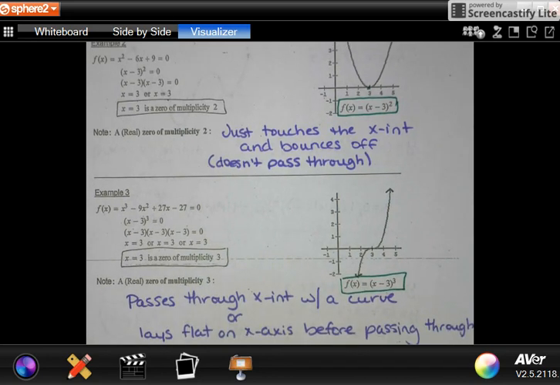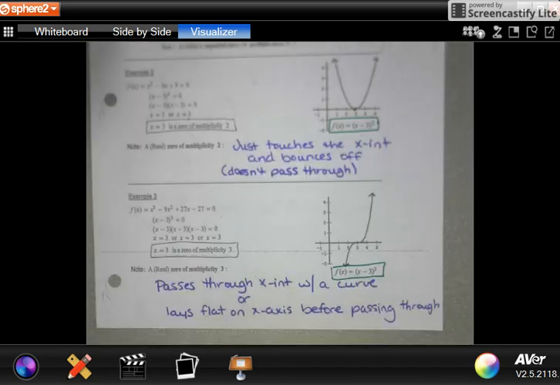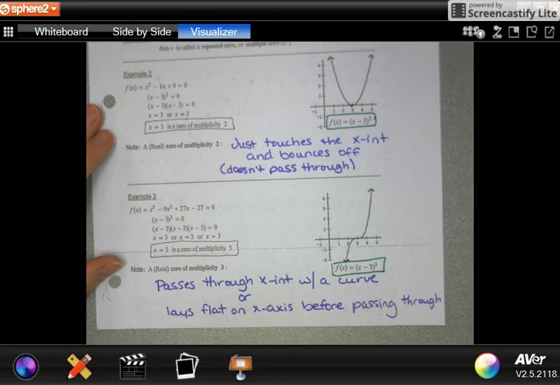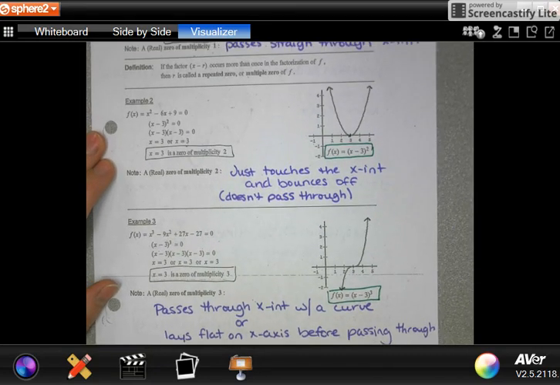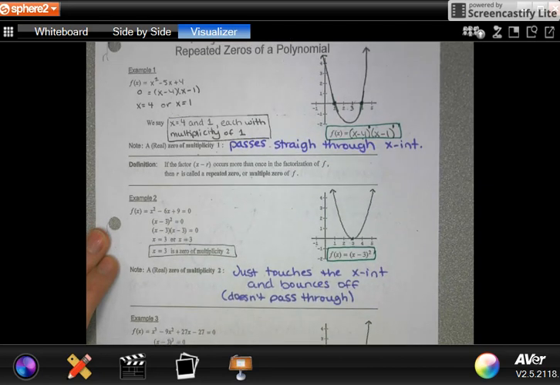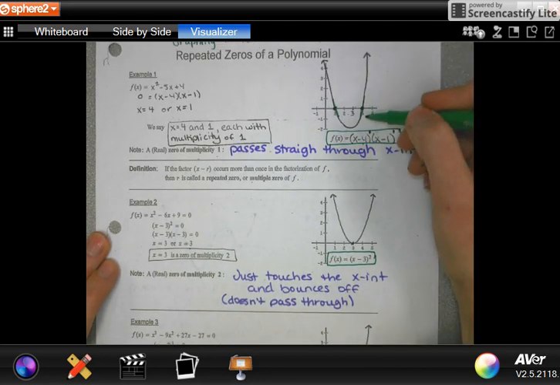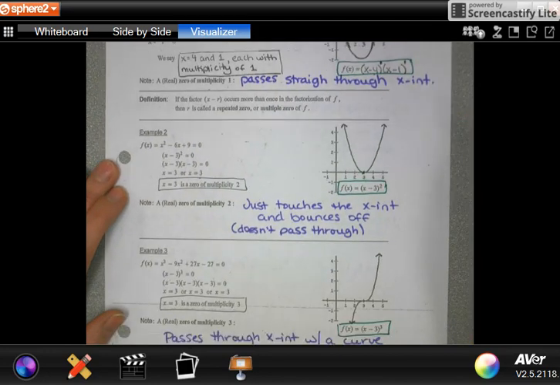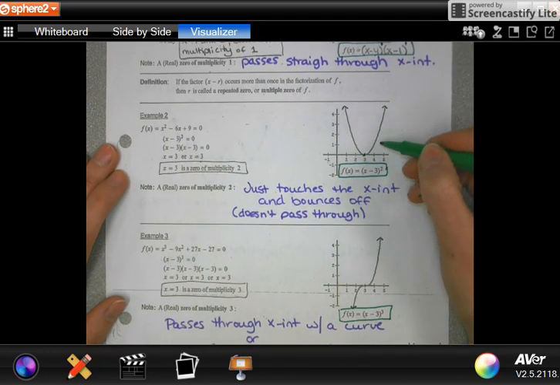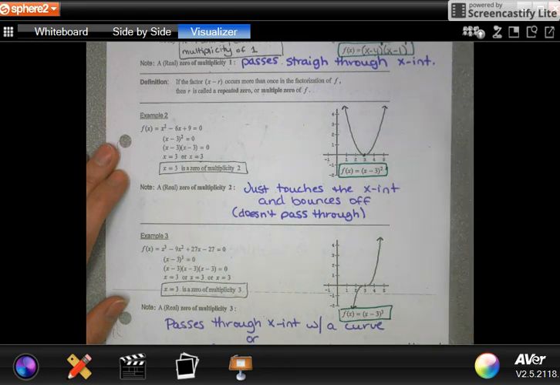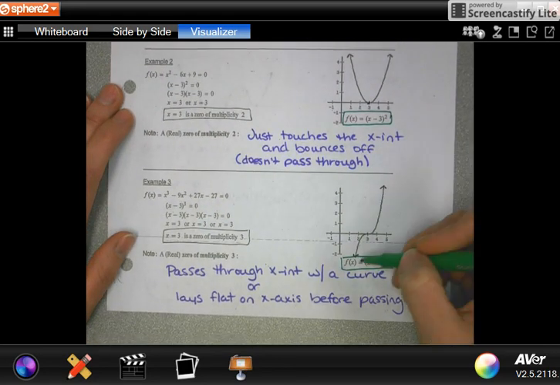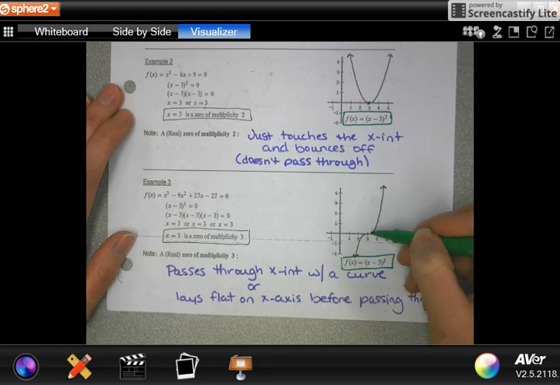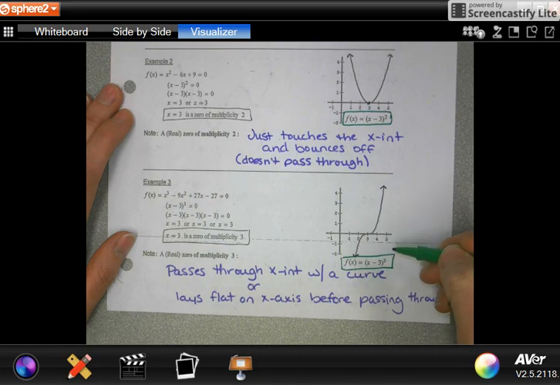Again, just to recap, 3 things can happen when you have a graph touching an x-intercept. It can pass straight through if the exponent of the expression is 1. It can just touch it and bounce back off in the other direction if the exponent of that expression is 2. And it can lay flat before totally passing through if the exponent of the expression is 3.